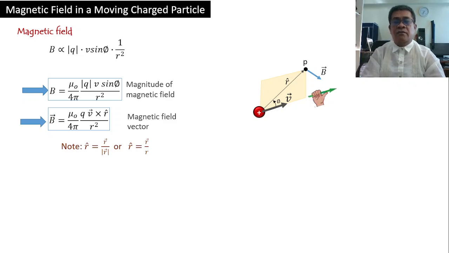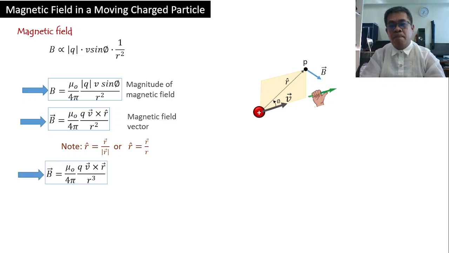Okay. Now, recall that the unit vector is a vector that has a magnitude of 1, and is equivalent to the position vector divided by its magnitude. So if we want to know the unit vector, just divide the vector by its magnitude, and the result is the unit vector. Then give it to the formula in order to calculate the magnetic field.